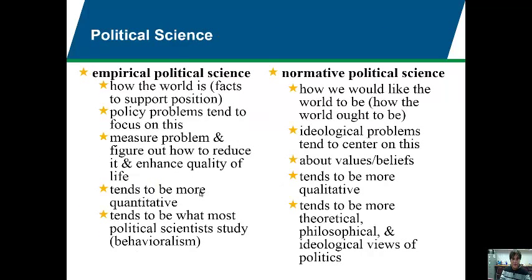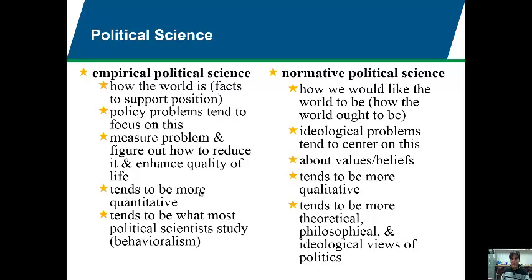So moving on from political science, there's two main branches of political science in general when we're studying government. There's the empirical political science, and then there's the normative political science. These both study political science, but they approach the study of political animals very differently. This first one on the left-hand column there is empirical political science. How the world is is what empirical political scientists try to observe. They try to observe how the world is, and they use facts to support their position. They look at policy problems, and policy problems tend to focus on empirical political science.